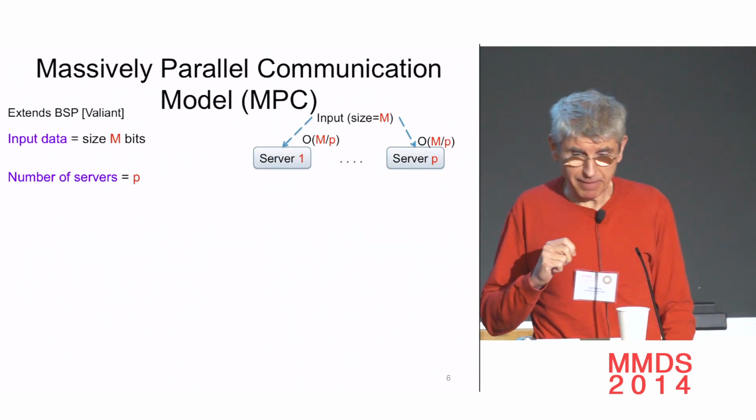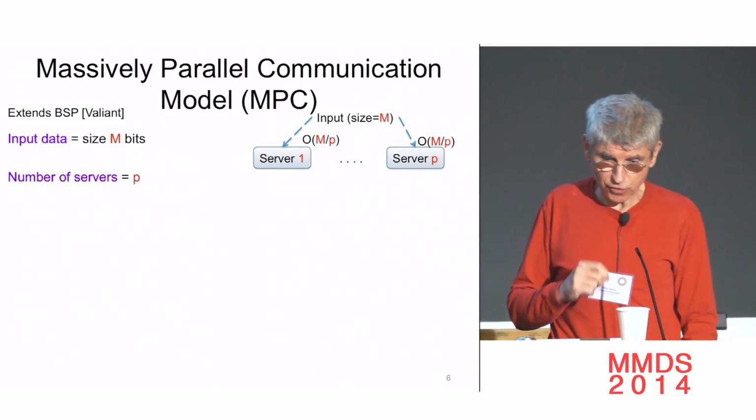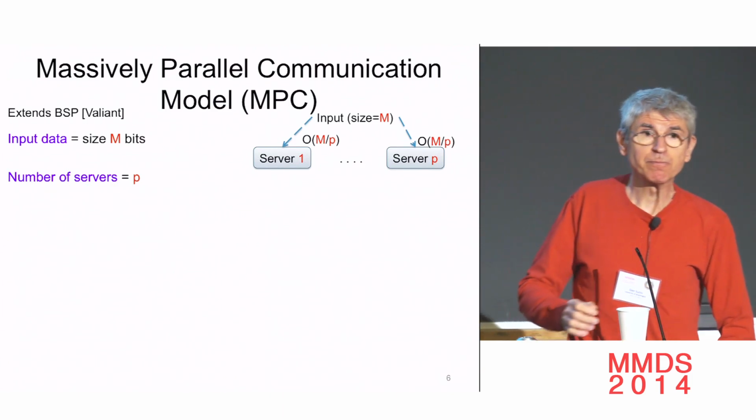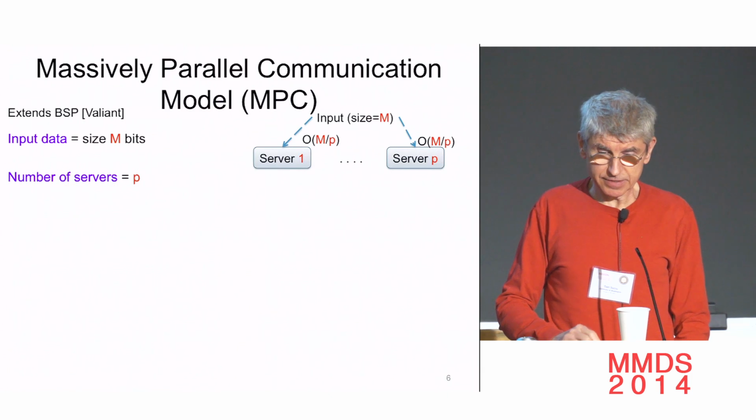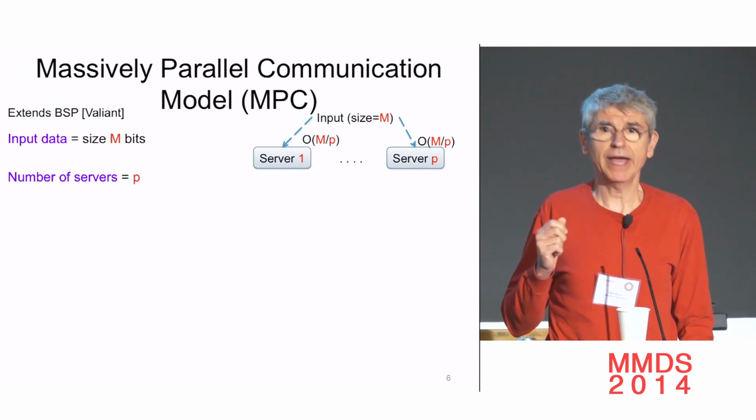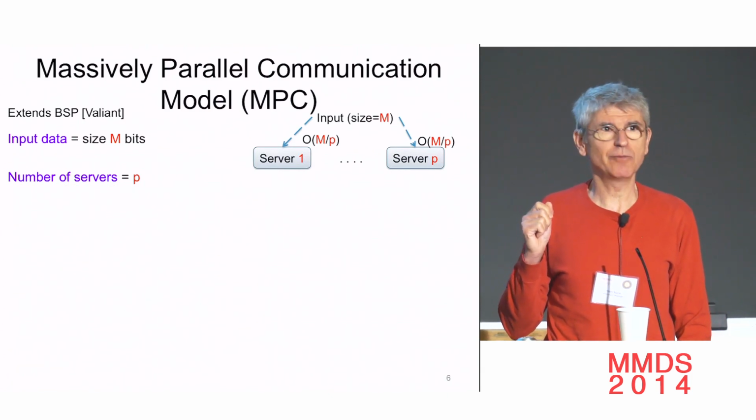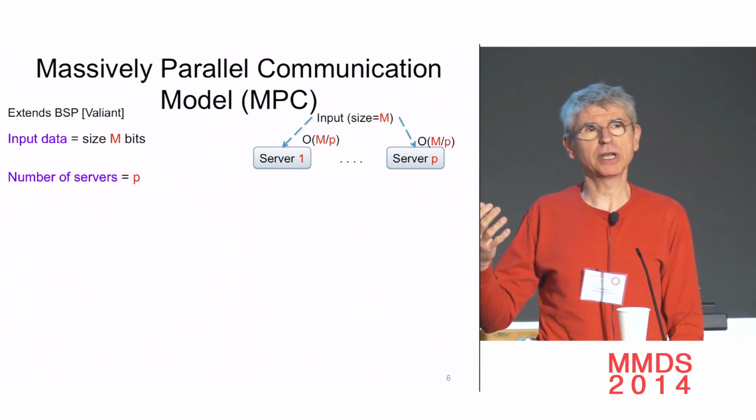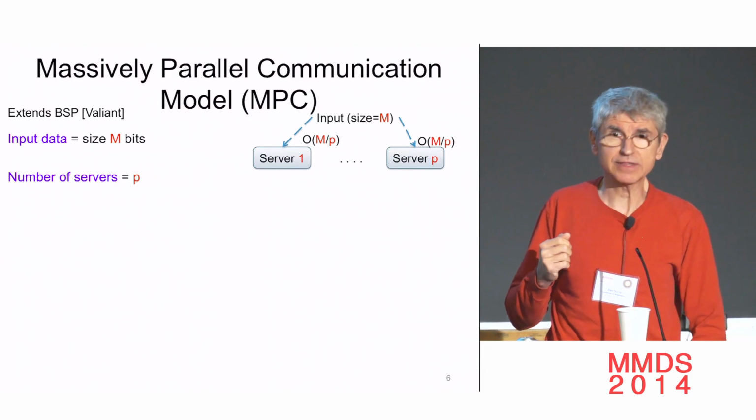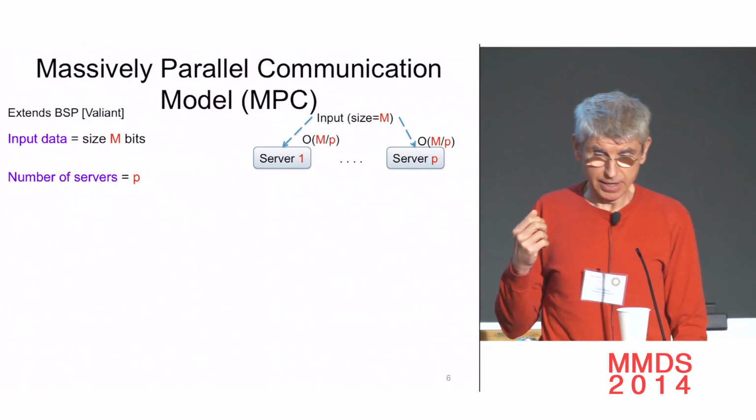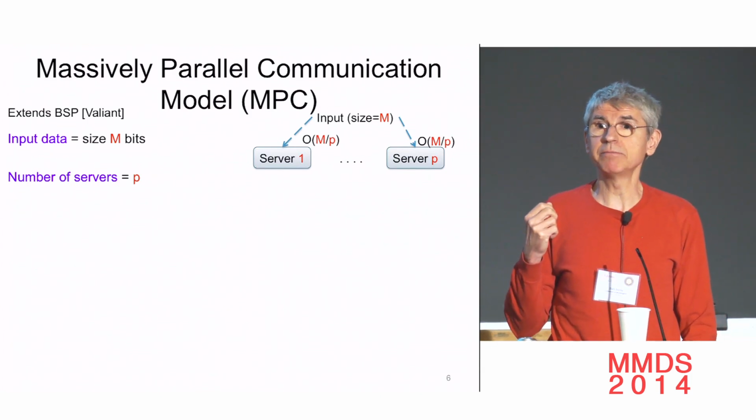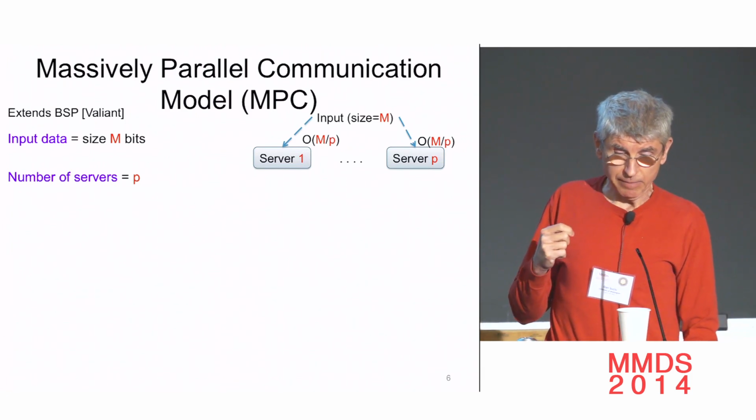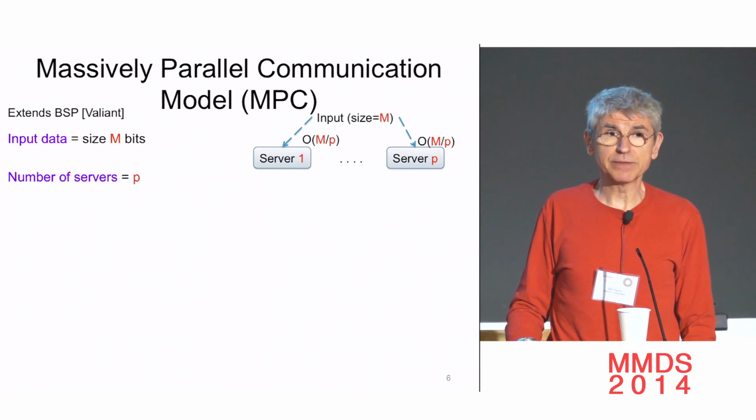Okay, so here is a massively parallel model of communication. We have some input data, and the size is M bits. It's not n, I apologize for this. Think about a graph: n would be the number of nodes, but I'm measuring the number of edges. So the size of the data is M. It's capitalized because we measure it in bits. This is the size of the data, and we want to process the data on P servers.